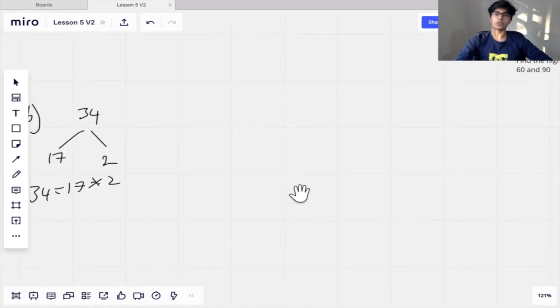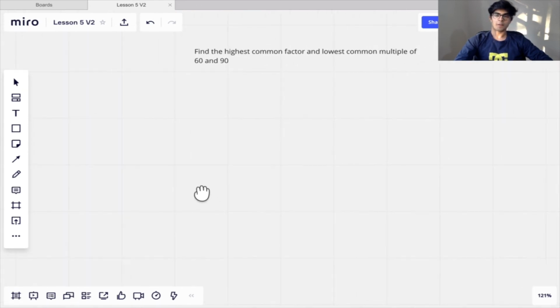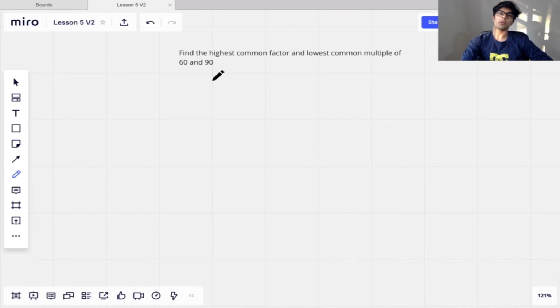Okay, let's move on to another question. Find the highest common factor and lowest common multiple of 60 and 90. Okay, so there's actually a method to find these that is not too difficult. So first thing we do is, for each of them, for 60 and 90, we do the prime factorizations for each of them. So we have 60, and we do the prime factorization.